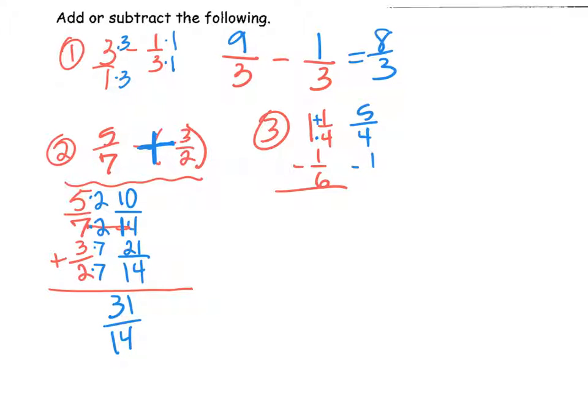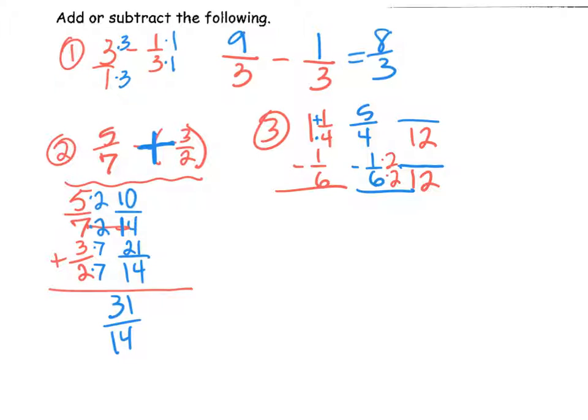fourths minus 1/6. Now I do my common denominator of 4 and 6. Don't pick 24. 24 is too big. There's a number that's better that 4 and 6 go into. 12. Okay, my new denominator is 12. What did I do to this 6 to get this 12? 6 times what is 12? 2. Times 2 on the bottom, times 2 on top.